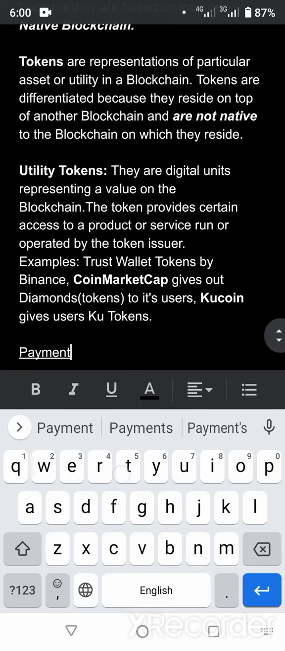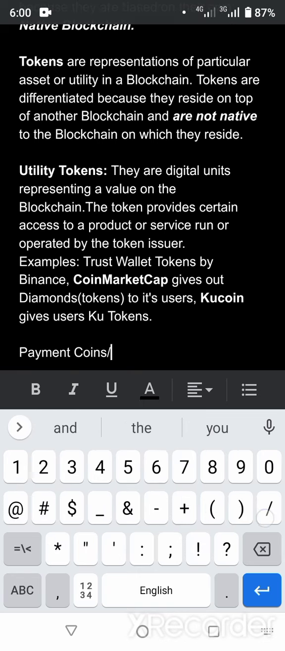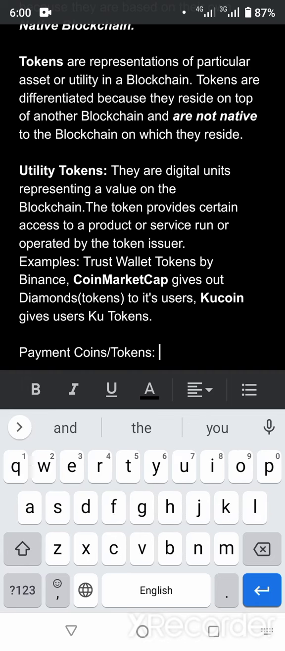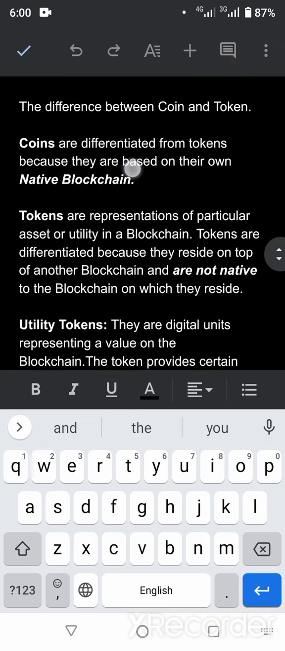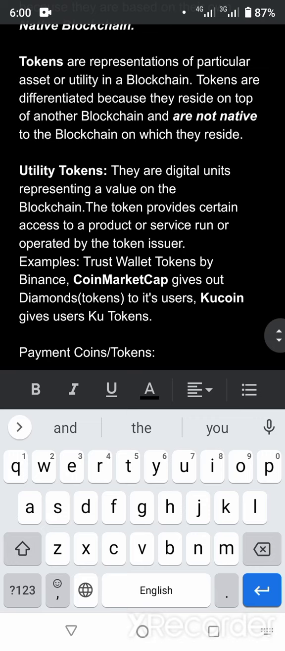Good. Now, our next token here is payment coins or tokens. I know by now you should be able to understand the difference between coins and tokens. I've explained it here. Most people will prefer the term payment coins, some will say payment tokens. But for beginners, as you grow more and more in the crypto industry, you will come to understand, without getting confused, the difference between coins and tokens.